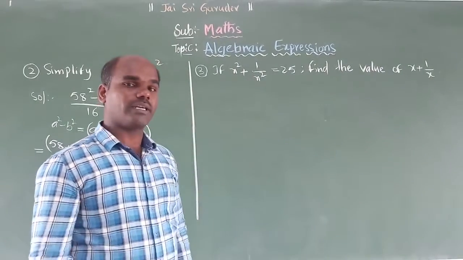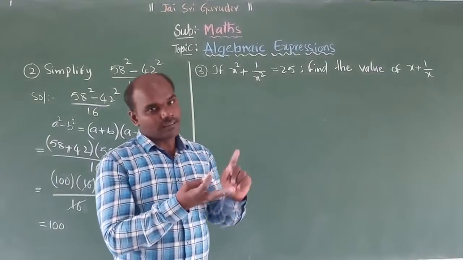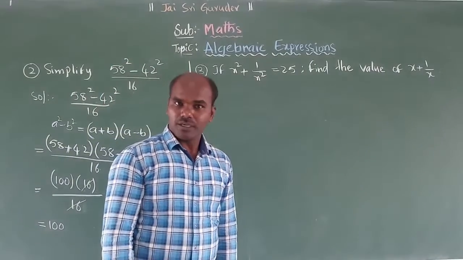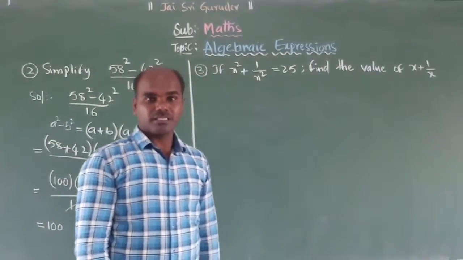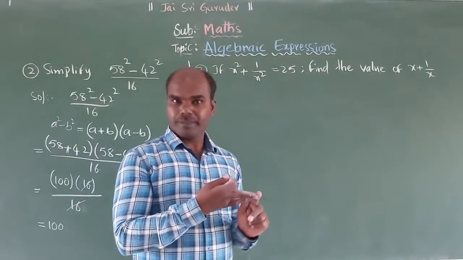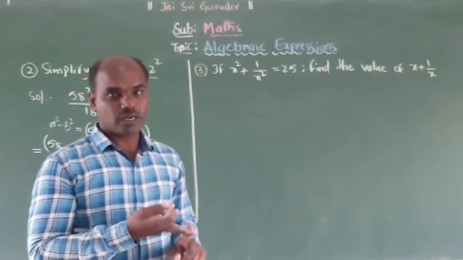a square plus b square, in which identity is there? In the first identity it is there, and in the second identity it is also there. What is the first identity? (a plus b) whole square is equal to a square plus 2ab plus b square. In that, a square is there and b square is also there.